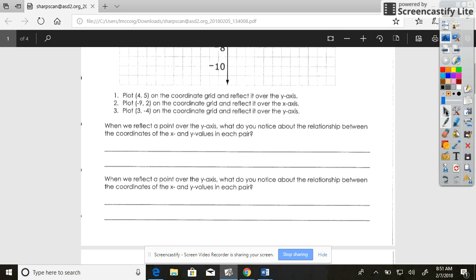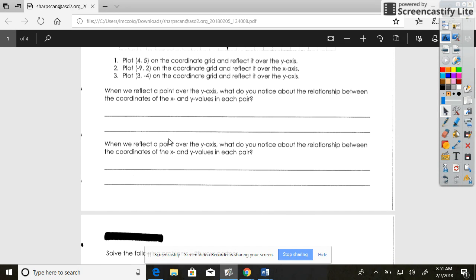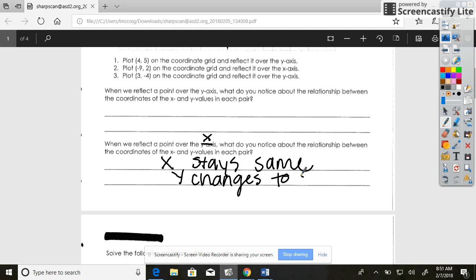Then, this is supposed to say when you reflect over the x-axis, what do you notice? When you reflect over the x-axis, now the x stays the same, but the y changes to the opposite.